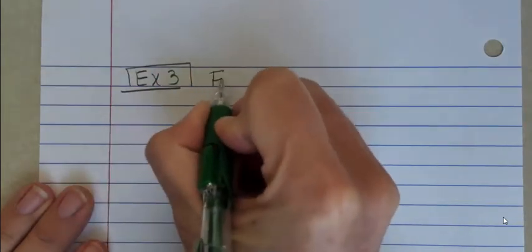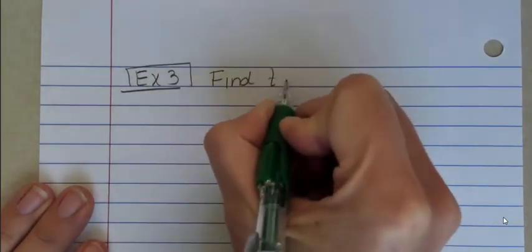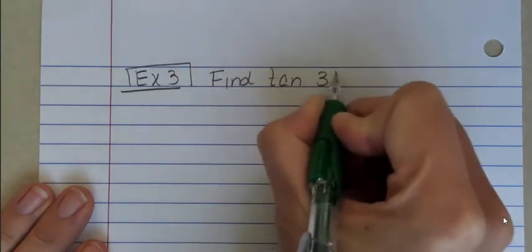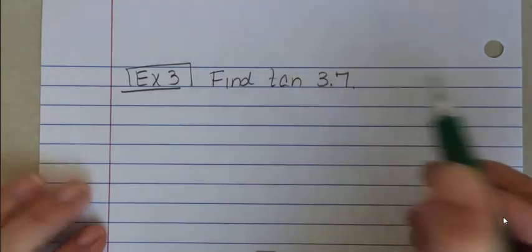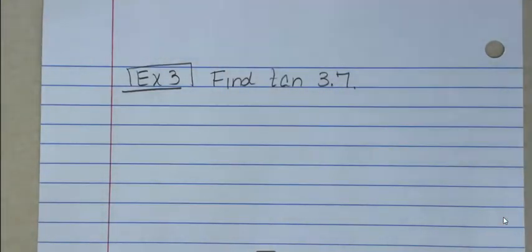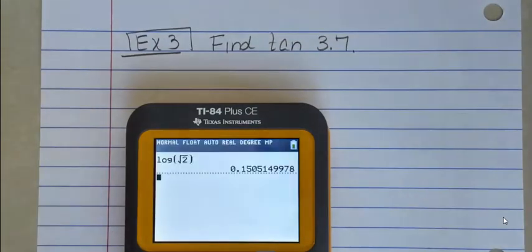All right, example 3. We're going to find tan of 3.7. Now, tan of 3.7, 3.7 what? Well, they didn't tell you degrees. So you assume that that's radians. So it's important then that you be in radian mode when you're calculating this.